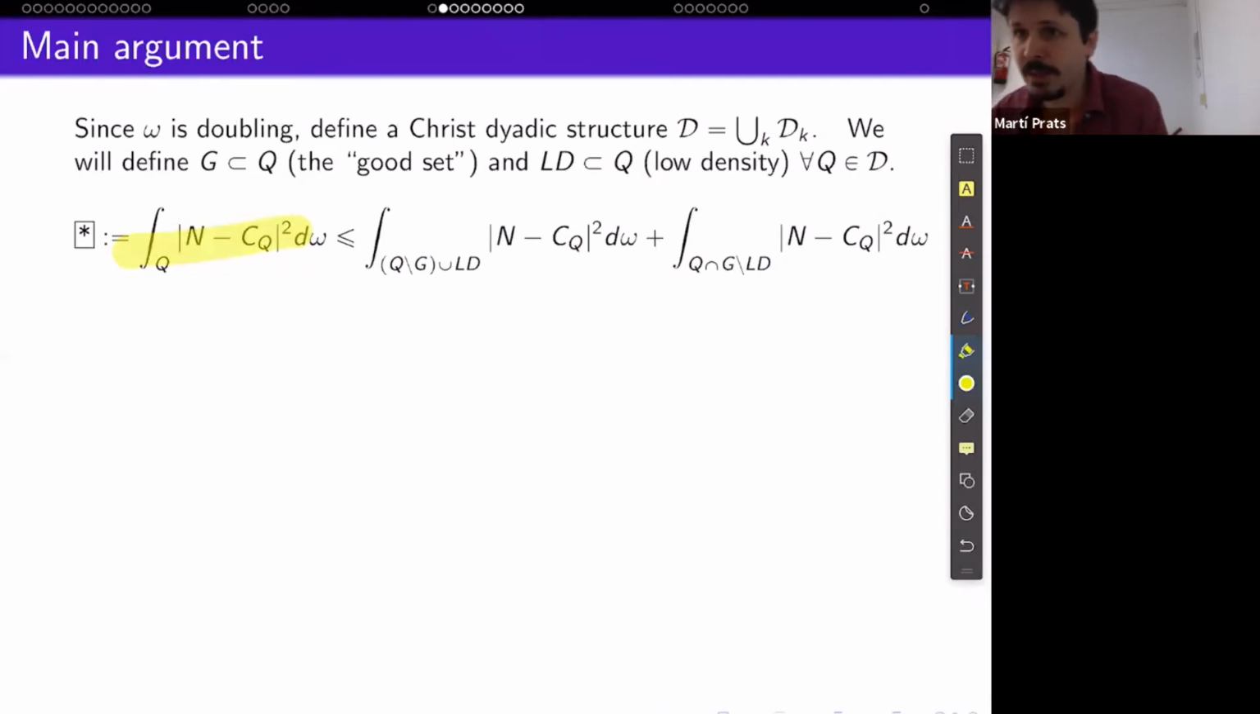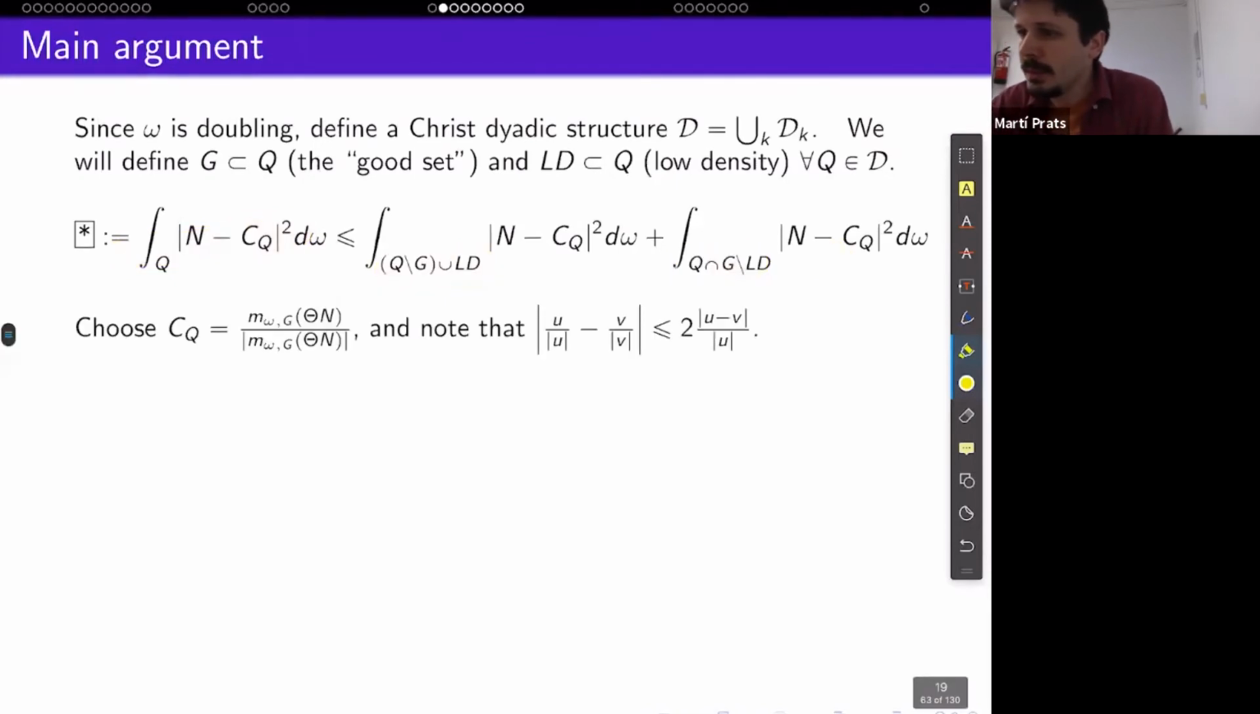Now, let's try to do that. And let's do the following separation. First, in the cube Q, we consider the bad set, so Q minus the good set, you can call it bad if you want. And you also put here the low density part. And in the good part, you put the good set minus the low density. So here everybody has high density.